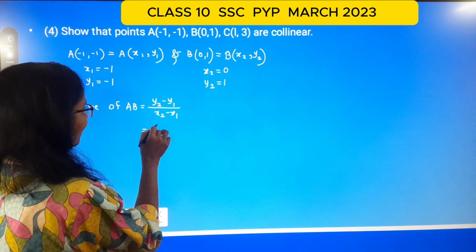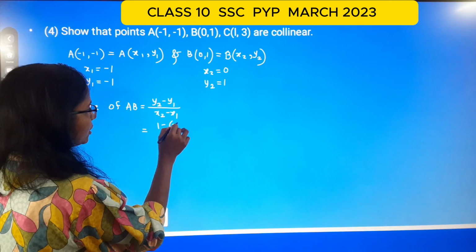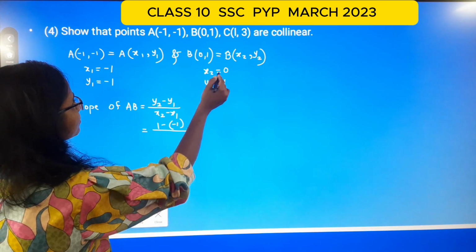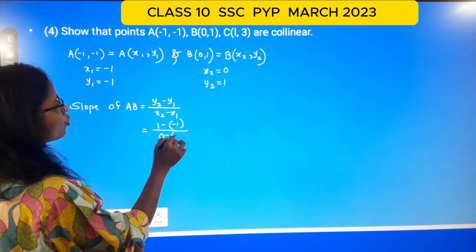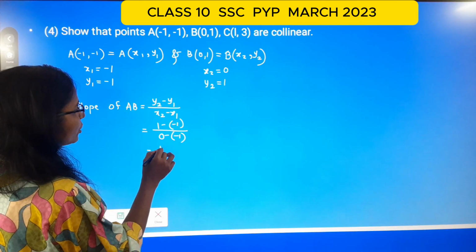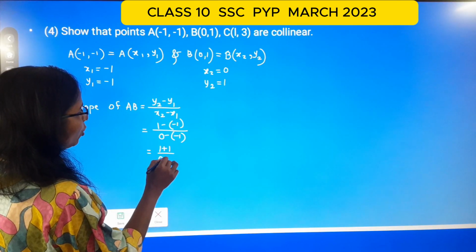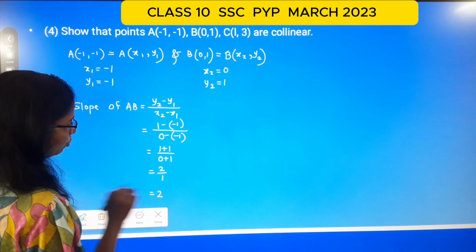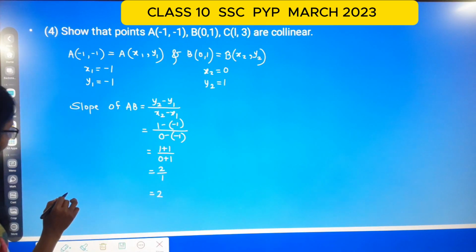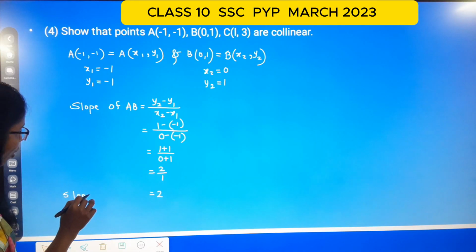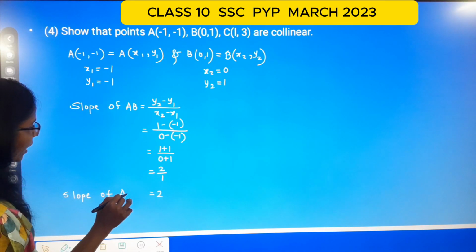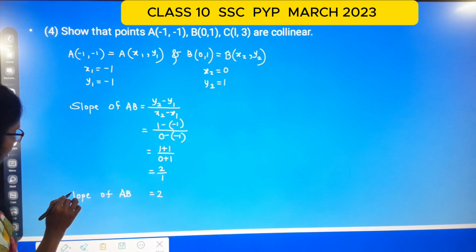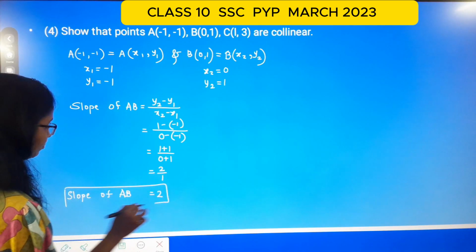So here that is 1 minus of minus 1 upon 0 minus of minus 1. So that means, students, 1 plus 1 upon 0 plus 1, and that is equal to 2 upon 1, which is equal to 2. Okay. So here I write that is the slope of AB. Okay, slope of AB.